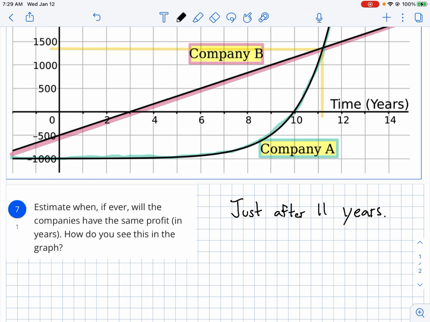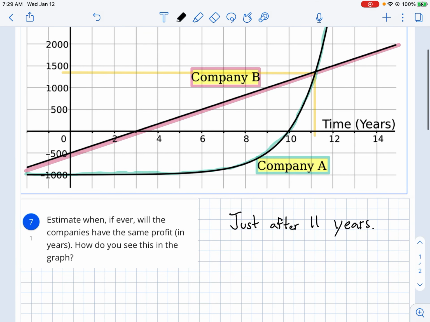And how do we see this in the graph? We see this in the graph because that is where the two lines intersect. So where they cross, crosses here and crosses here. So this point of intersection is where they have the same profits at the same time.